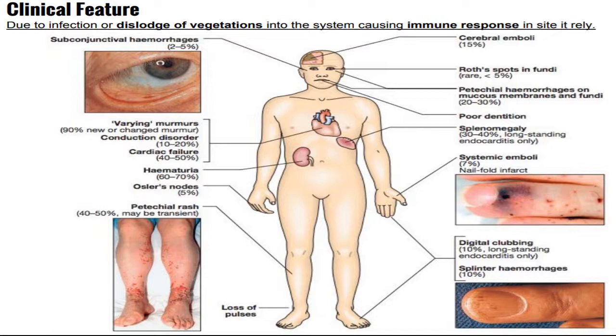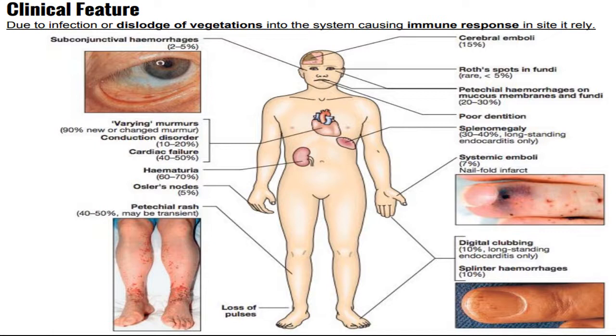Due to infection or dislodgement of vegetations into the system, an immune response is caused. These vegetations are basically like pustules, like folliculitis, pus-filled pustules, which when they erupt cause thromboembolic phenomena in different parts of the body.